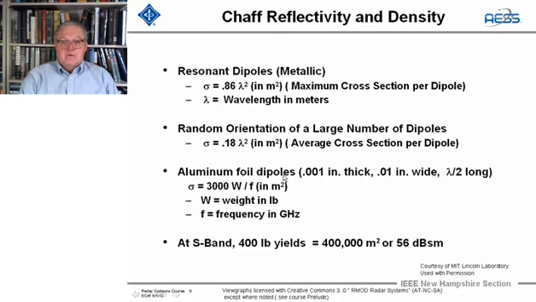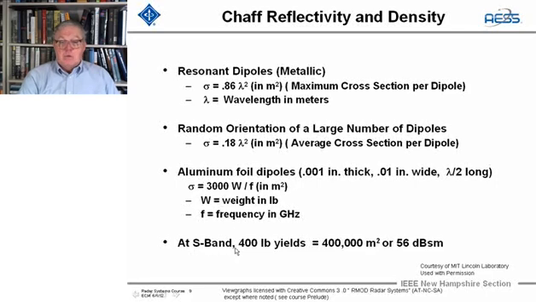Now, if you take aluminum foil dipoles that are 1/1000th of an inch thick, you don't have to have them very big, and 1/100th of an inch wide and a half a wavelength long, then this is a really good rule of thumb: the cross-section of the whole chaff bundle, before you disperse it in the wind, and I'll show you how that's done, or one of the ways it's done, is equal to 3,000 times the weight in pounds of the chaff dipoles, the total weight, divided by the frequency in gigahertz, and that gives you the cross-section in meters squared.